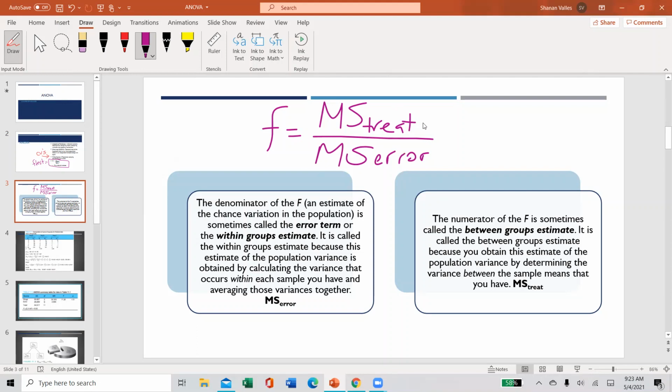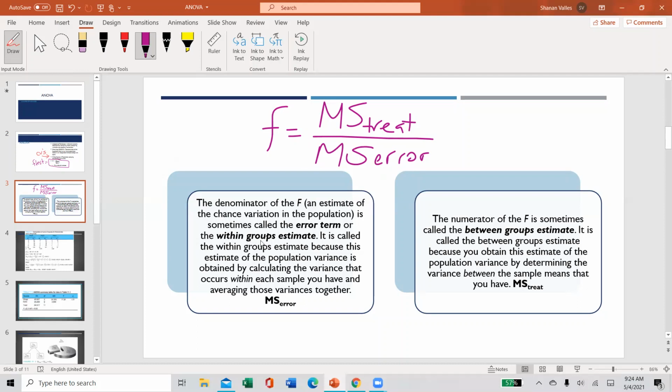Treat stands for treatment, and error is often used as another way of describing variability, right? If we think of the amount of error or the amount of deviation from the norm, okay? So they just like to use that word. So the denominator of the F, okay, is an estimation of variation, right? And it's sometimes called an error term. All right, so that's how we have this right here, error.